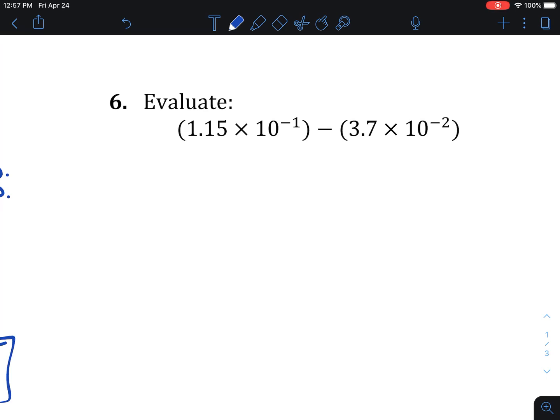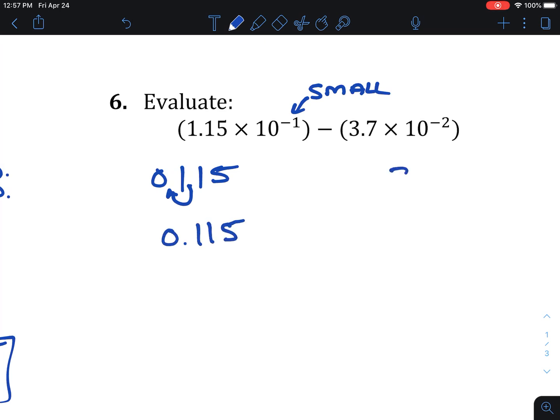Over here, we're going to again convert to standard form, subtract them, and then convert back to scientific. So 1.15 times 10 to the negative 1. So we're making a small number because it is a negative exponent. So we're going to move the decimal 1 time to the left. 0.115 would be that one.